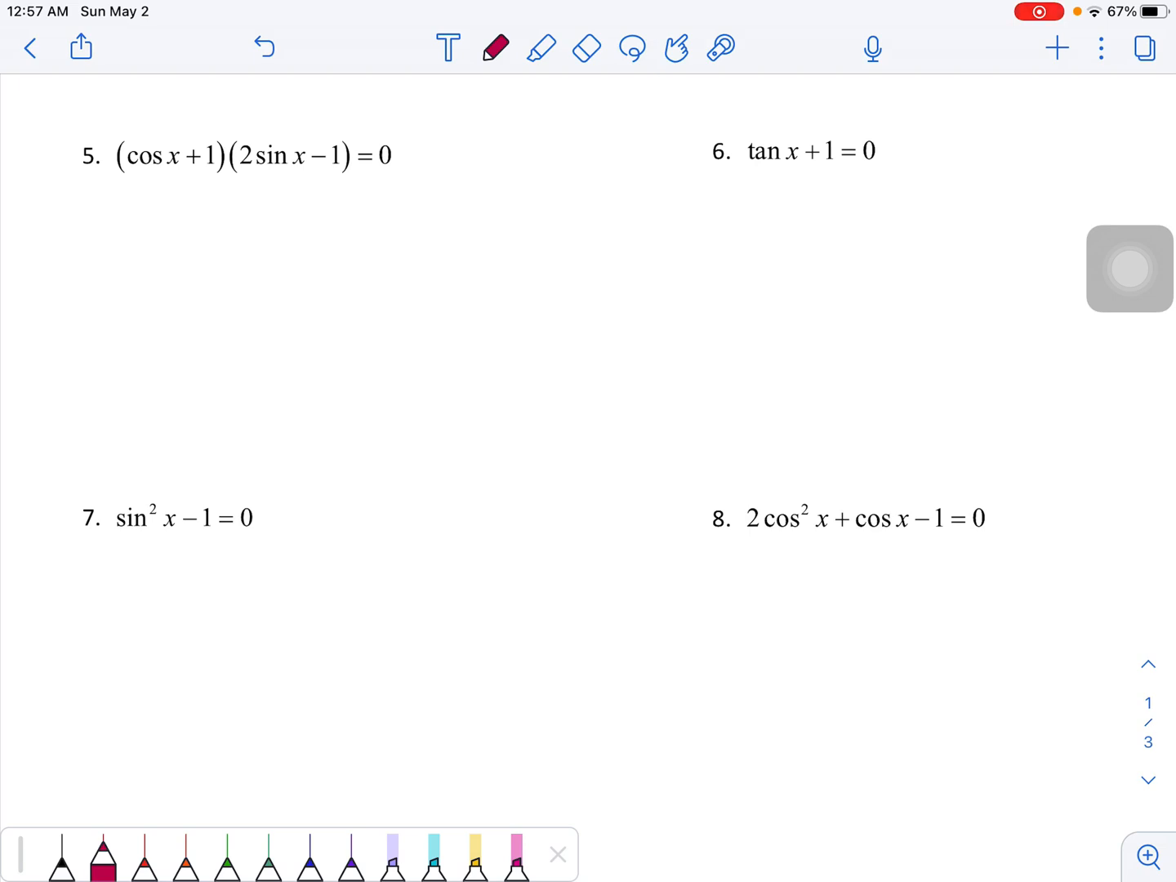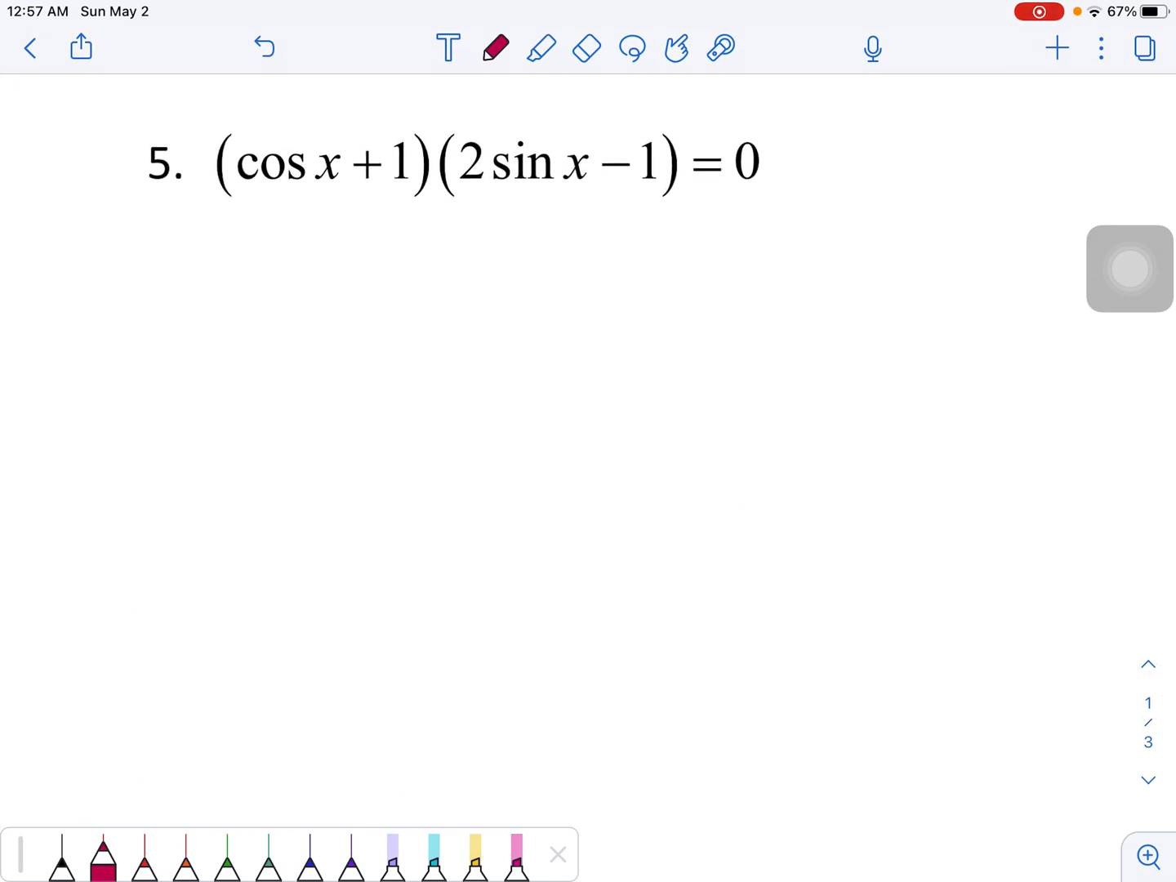Keeping in mind I do have a piece of paper in front of me that has the trig chart, the ASTC chart, and that's really what you'd want to have, whether you write it out again on your paper or you just have it on a piece of paper in front of you.